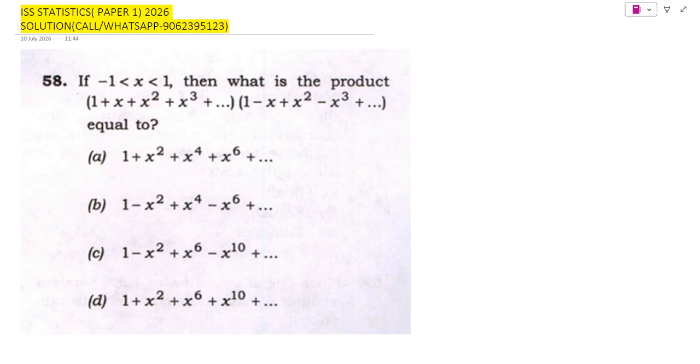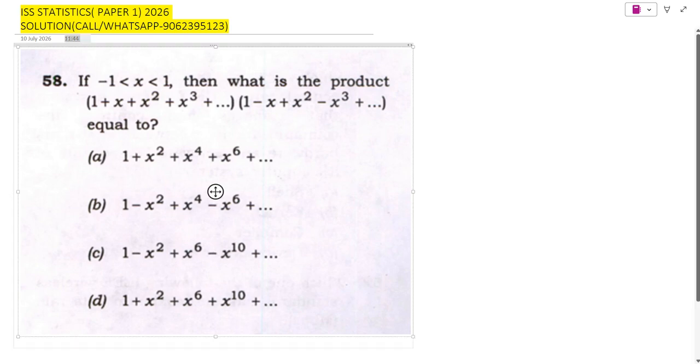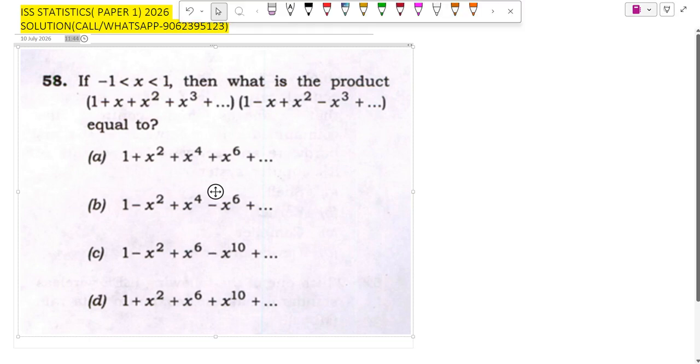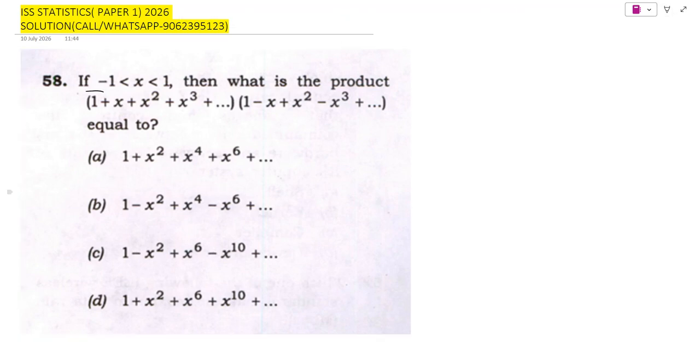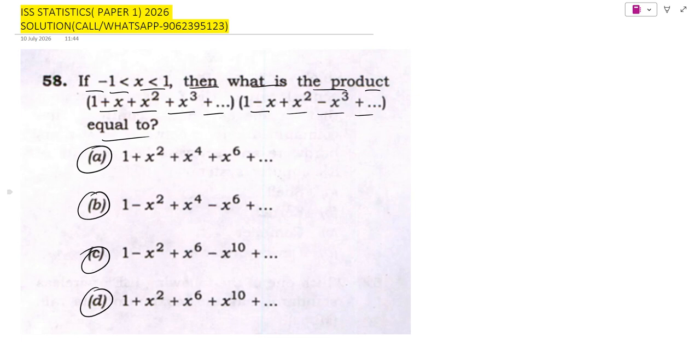So first, read the question. If minus 1 is less than x less than 1, then what is the product of 1 plus x square plus x cube and this goes on, into 1 minus x plus x square minus x cube and this goes on, equal to? And we are given four options A, B, C, D, and we have to calculate the correct one.